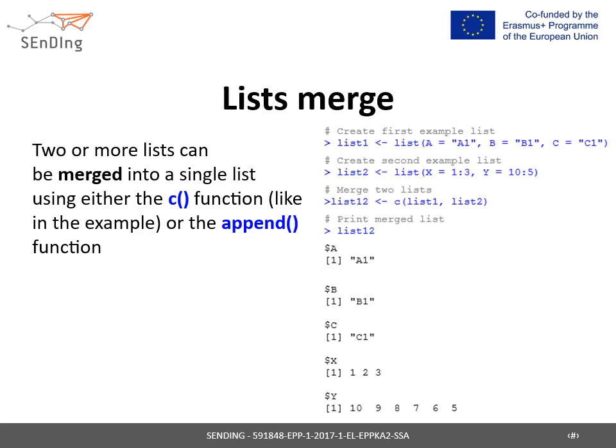Also, two or more lists can be merged into a single list that contains them using either the c function or the append function. In this example we see how to merge lists 1 and 2 into a new list, list12. We print the merged list to see its contents element by element, along with element names, as both initial lists had named elements.